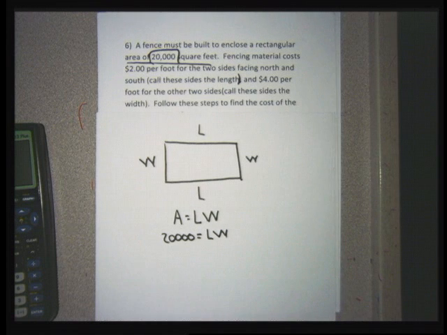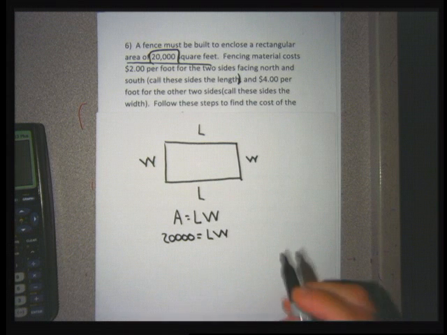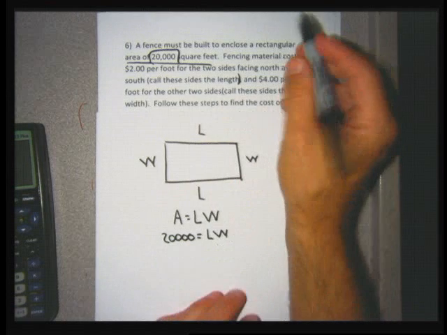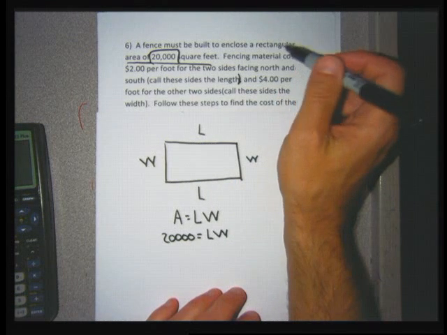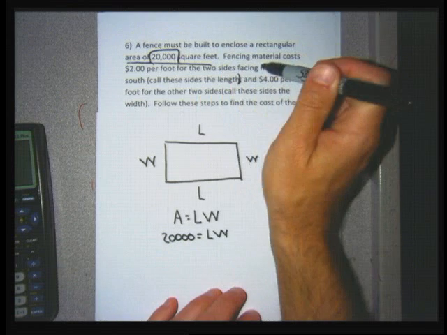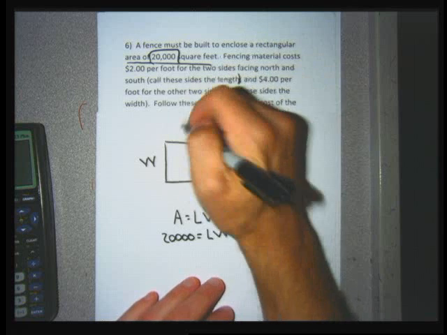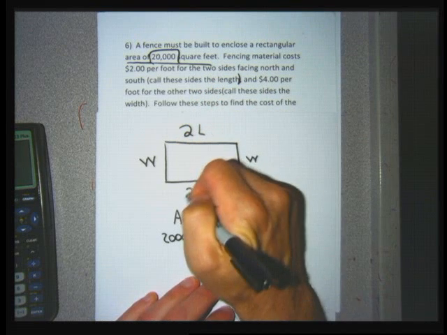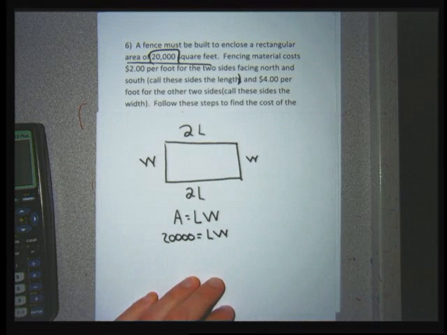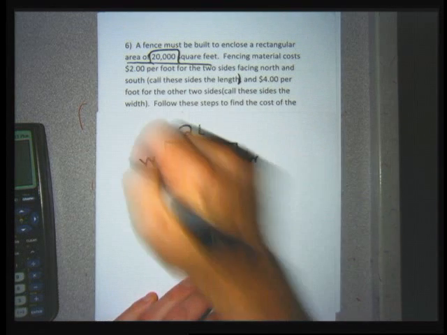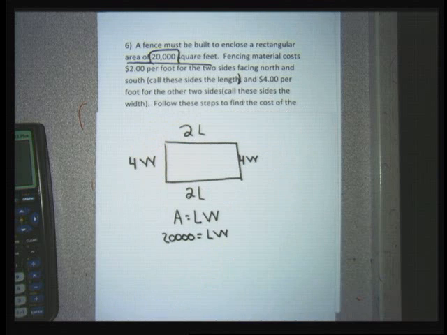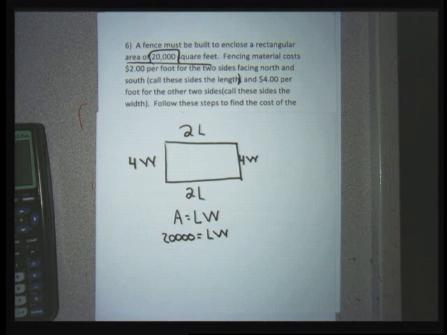I've only dealt with the first sentence. I haven't dealt with anything with the cost. So I should probably start talking about the cost. As I read this problem, it says the fencing material costs $2 per foot for the sides facing north and south. I think these are north and south, and I call these the length. So this side and this side cost $2 per foot, and this side and this side cost $4 per foot. My goal is to minimize the cost.